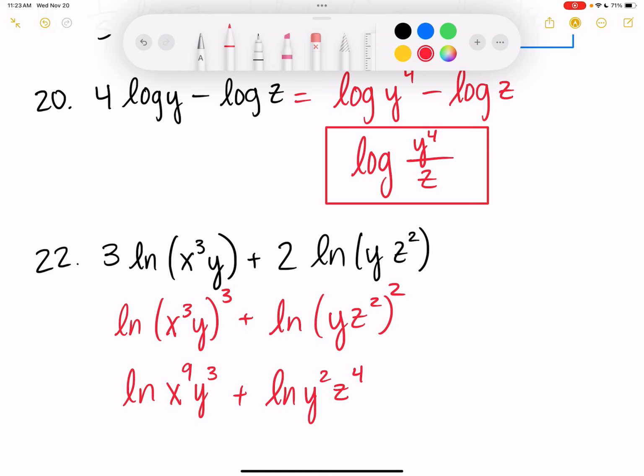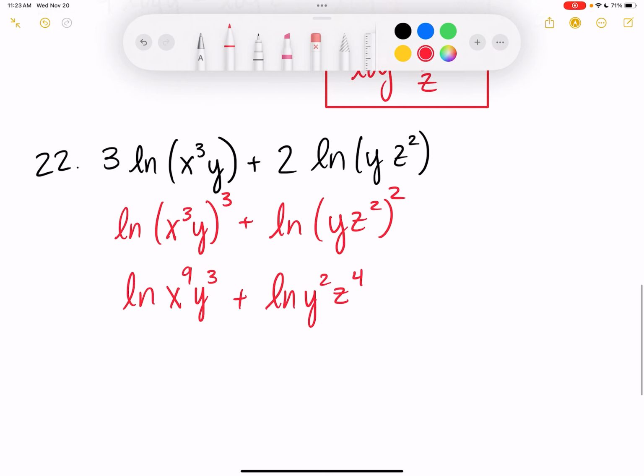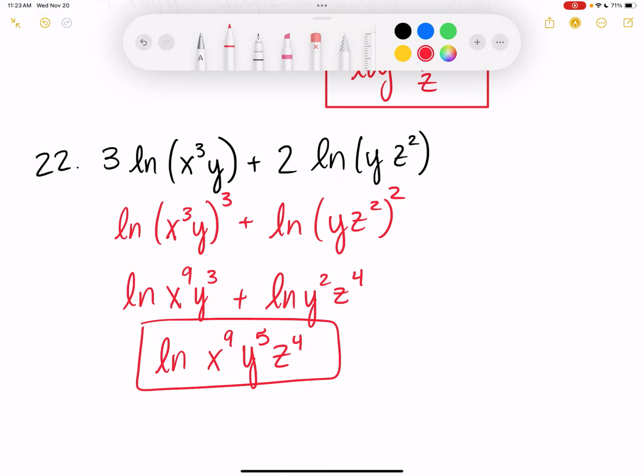And finally, what do I need to do? Combine them by multiplication. So I'm going to have ln of x to the 9th. Now, both of these have a y in them. So y cubed times y squared would be y to the 5th. And then z to the 4th. So that would be it fully combined.